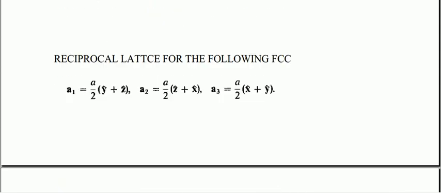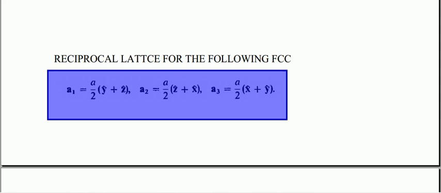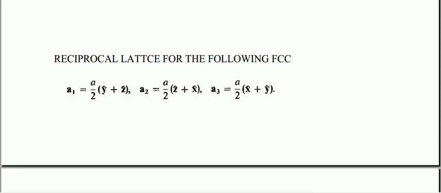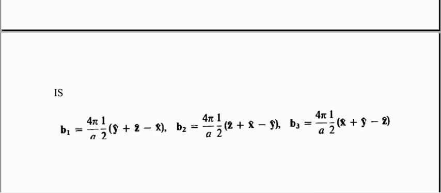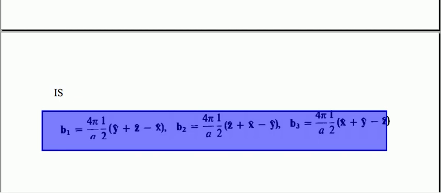Let us look at face center. For the face center, A1, A2 and A3 represent the real lattice vectors, and the corresponding reciprocal vectors are given as b1, b2 and b3. They're given as this. Similarly, you can convert a real crystal into a reciprocal crystal.